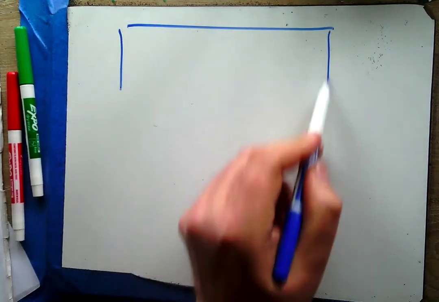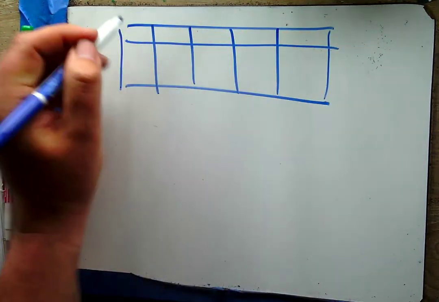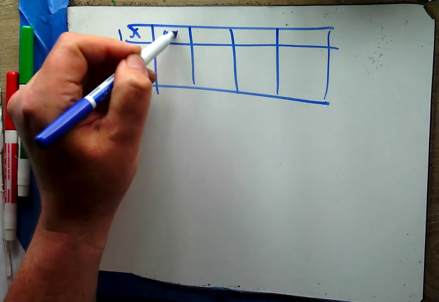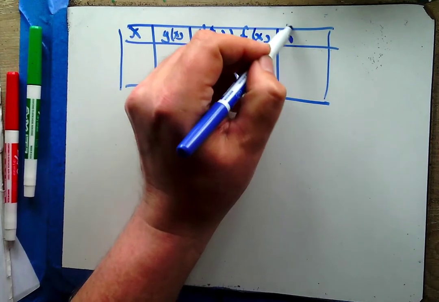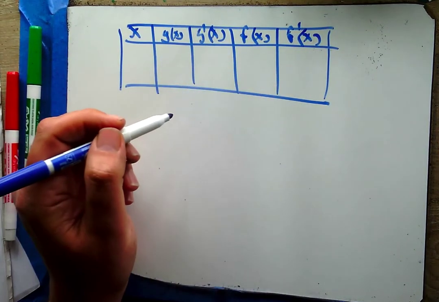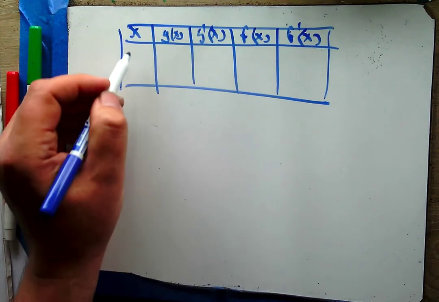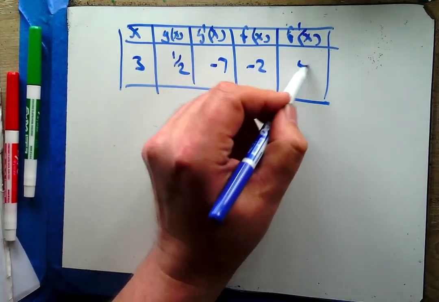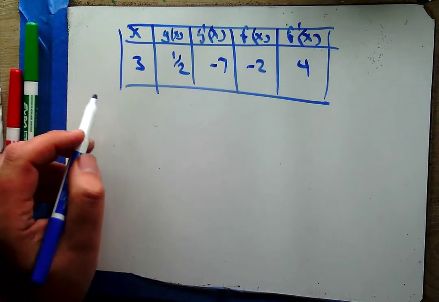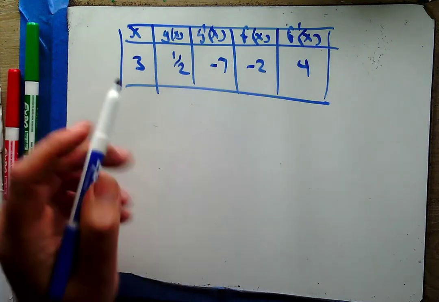Instead, right now, what I want to do is I want to give you a table with x, g of x, g prime of x, f of x, and f prime of x. And at x equals 3, this is 1/2, this is -7, -2, 4. So I want you to find the derivative in each of the following cases.